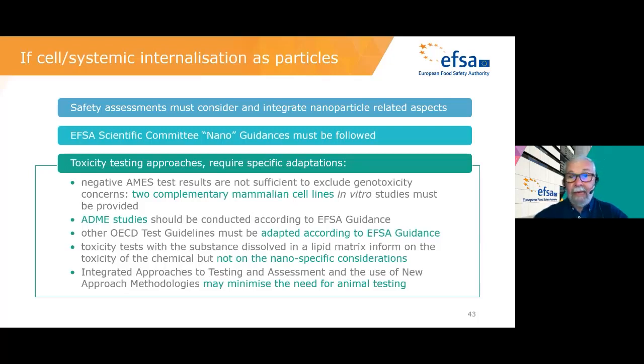For example, in the case of genotoxicity, the standard gene mutation test, the Ames test, is not suitable for these particles, so it needs to be complemented with a mammalian gene mutation in vitro test. So we need to have two different and complementary mammalian cell in vitro tests, both negative, in order to confirm the lack of genotoxicity concerns.